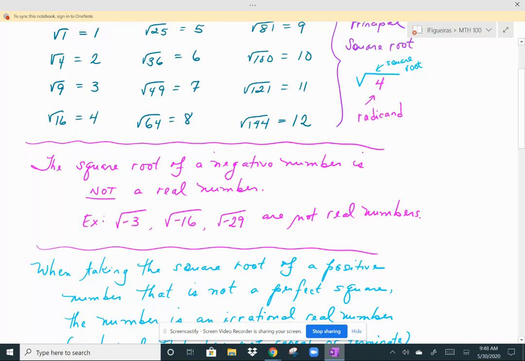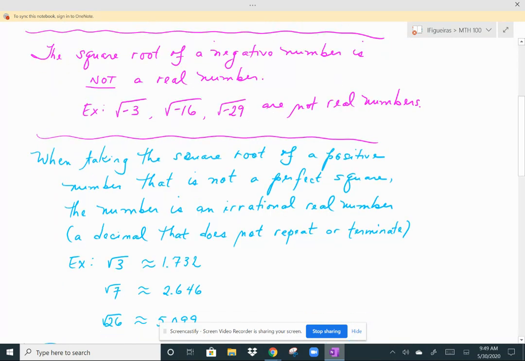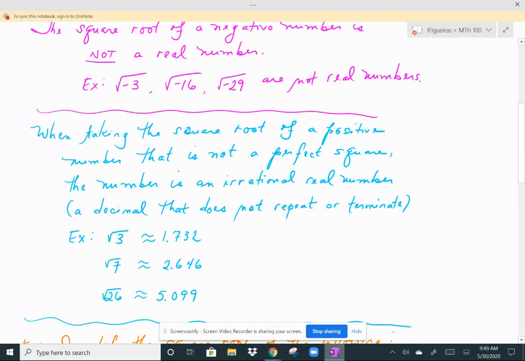Okay, so let's take the square root of a positive number that is not a perfect square, meaning not one of the ones in the list above. When that happens, you're going to get something called an irrational real number. An irrational number is a number that cannot be expressed as a fraction or as a whole number, but instead it's a decimal that doesn't have a pattern, doesn't repeat, and does not terminate.